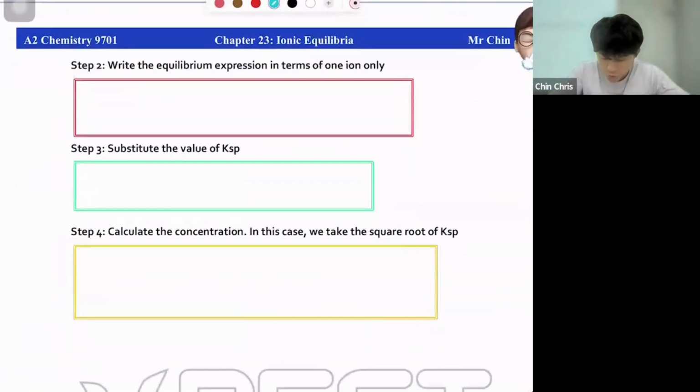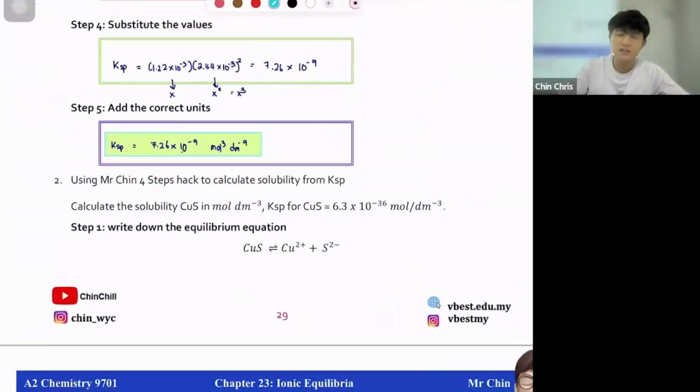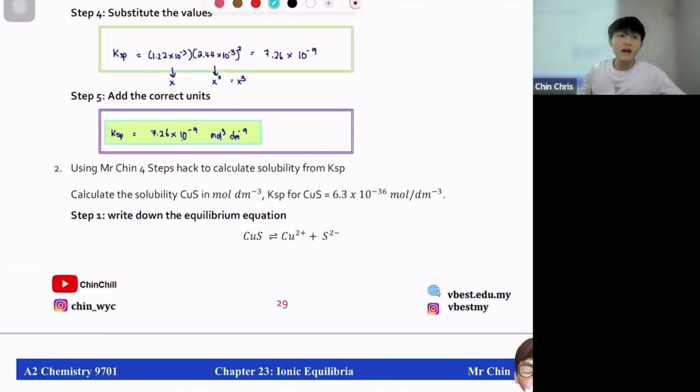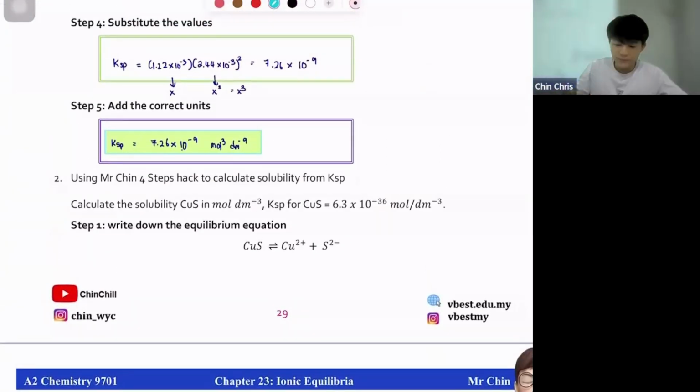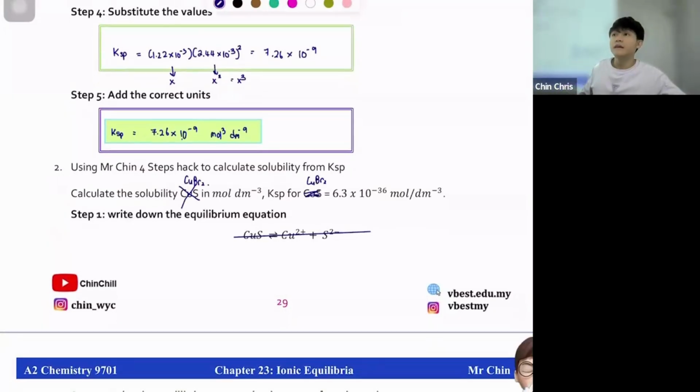All right, guys, I feel like increasing the difficulty because this question is way too easy. Again, this question, I want you to change this compound instead of CuS. I don't like CuS. I want it to be CuBr2. We do everything for CuBr2.